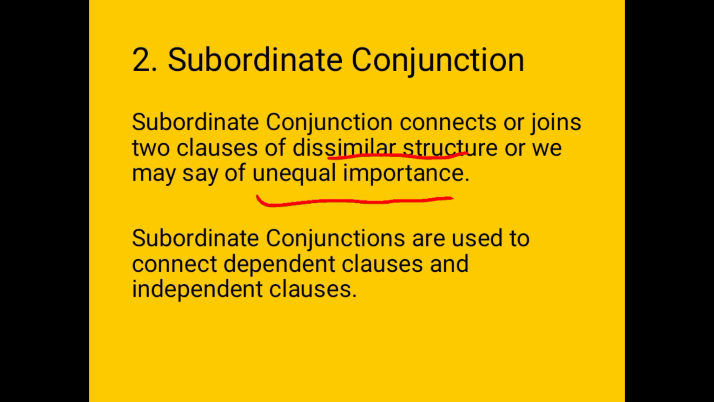Subordinate conjunctions are used to connect dependent clauses and independent clauses. Now do remember that in the coordinate conjunction we talked about conjunctions that are connecting words, phrases, and clauses. So a subordinate conjunction works between dependent and independent clauses. So if you have confusion between what is a dependent clause and an independent clause, stay tuned with me. I will be making another video on dependent and independent clauses.